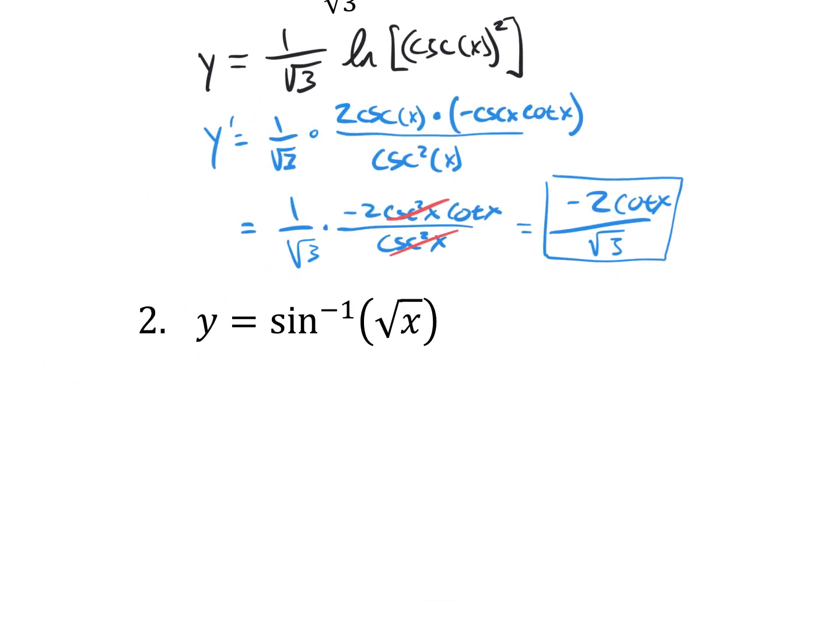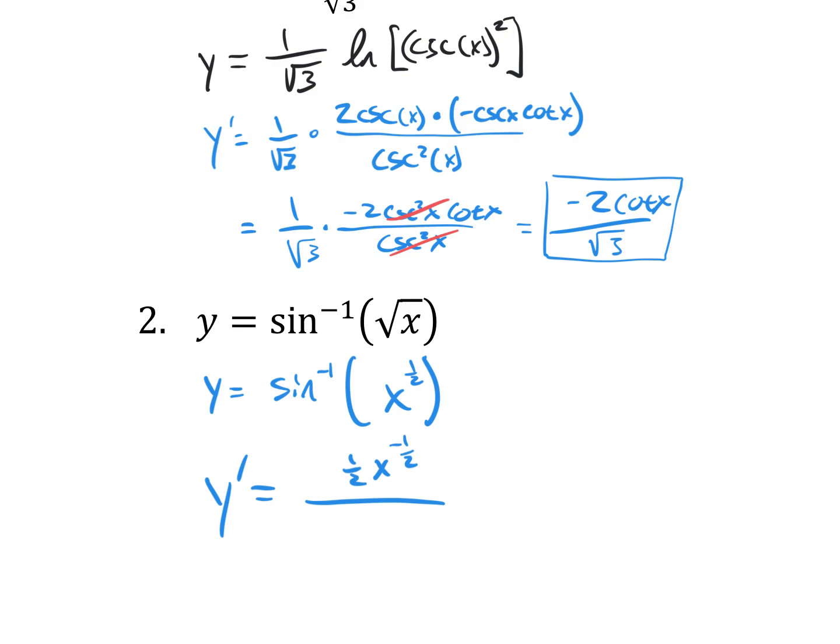All right, moving on to 2 here. It's a good idea to rewrite that square root of x as x to the 1/2. Now we've got a little chain rule going on here. Notice I didn't write y prime. You need to label this as y because we haven't done the derivative yet. Just a little rewrite. The derivative of the inside is 1/2 x to the negative 1/2, times the derivative of the outside.